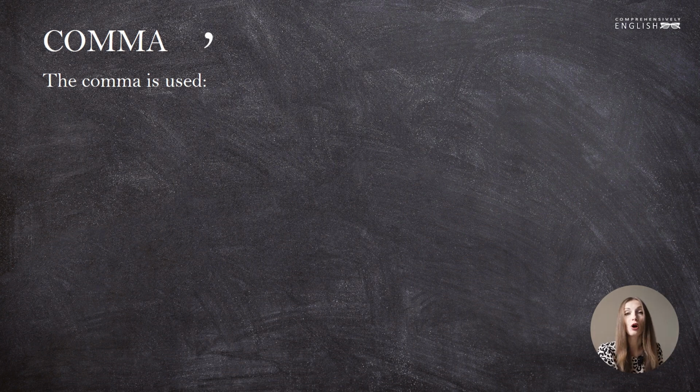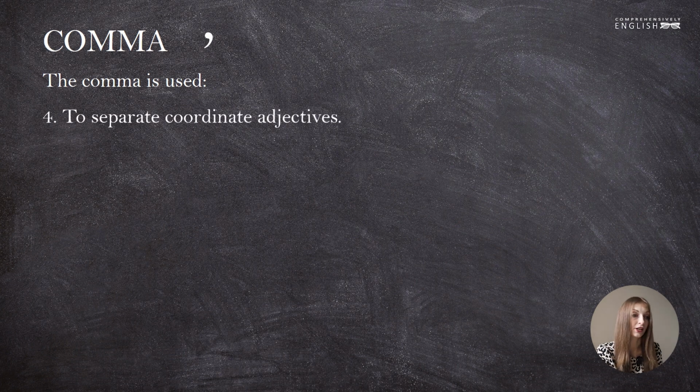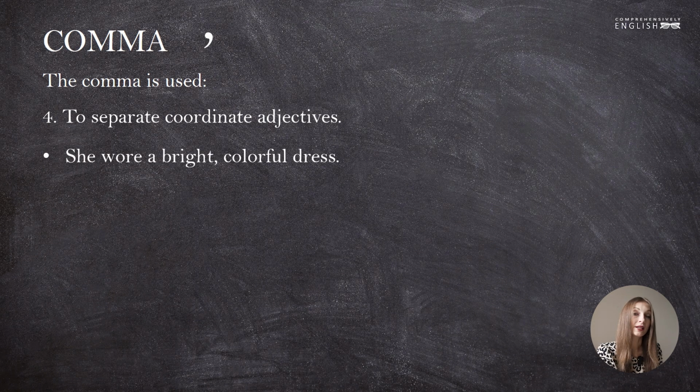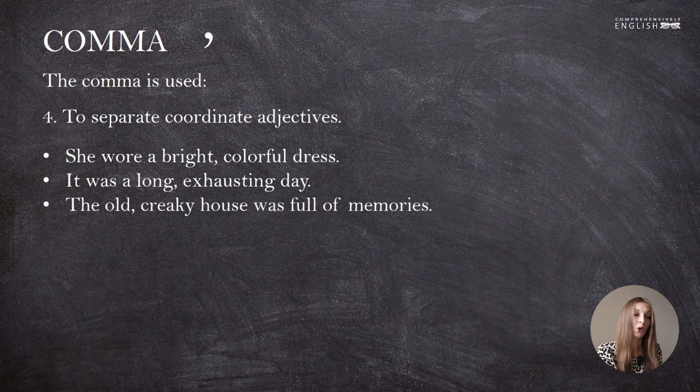We also use the comma to separate coordinate adjectives. These are adjectives that have the same value. We use coordinate adjectives to describe things, and if we have two of them before our noun, we can put either "and" or the comma between them. Let's see. "She wore a bright, colorful dress." Or "It was a long, exhausting day." "The old, creaky house was full of memories."